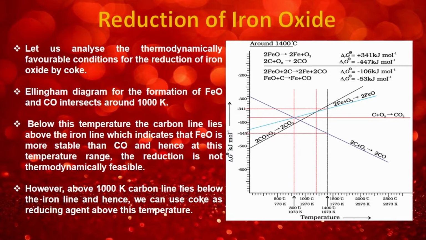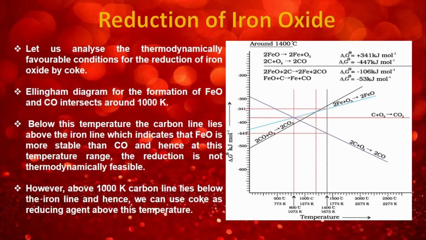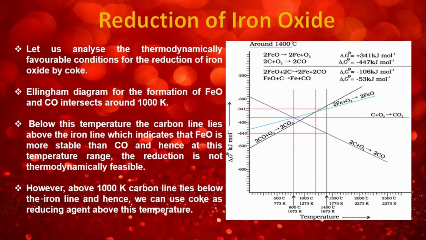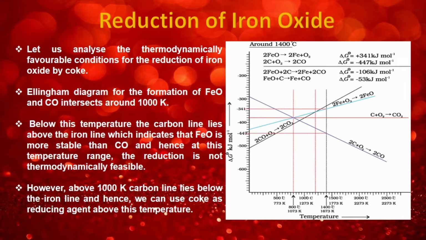For 2 moles of iron oxide, this is the value. So for 1 mole of iron oxide, you will just divide the value by 2. So delta G for the reaction will be equal to minus 53 kilojoules per mole. Since delta G has a negative value, it confirms that the reaction is feasible.